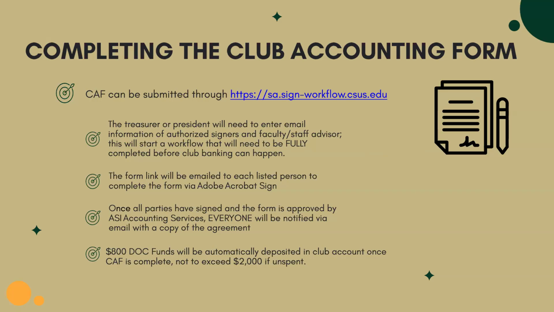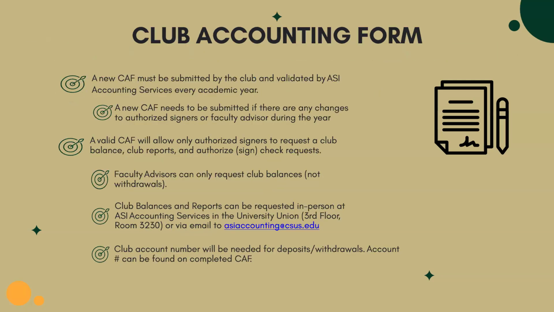Once all parties have signed and the form is approved by ASI Accounting Services, everyone will be notified via email with a copy of the agreement. Once the agreement is complete, $800 in DOC funding is automatically deposited into your club account. This is not to exceed $2,000 if unspent.